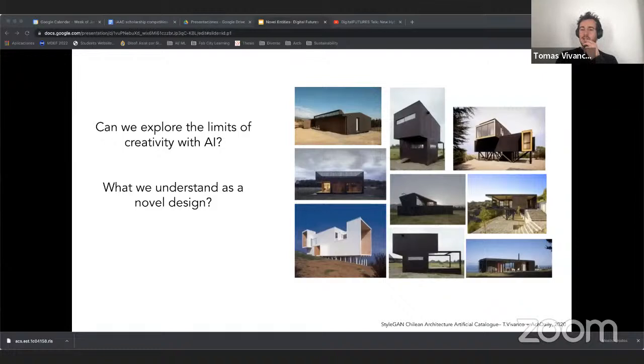And I started creating this huge data set of images, and I trained a StyleGAN model, right? In order to understand what is novelty, what it means to design in a specific culture, and how we can explore this limit of creativity using AI.